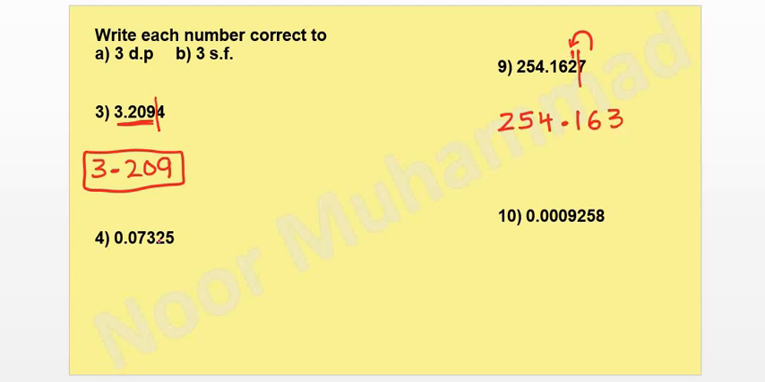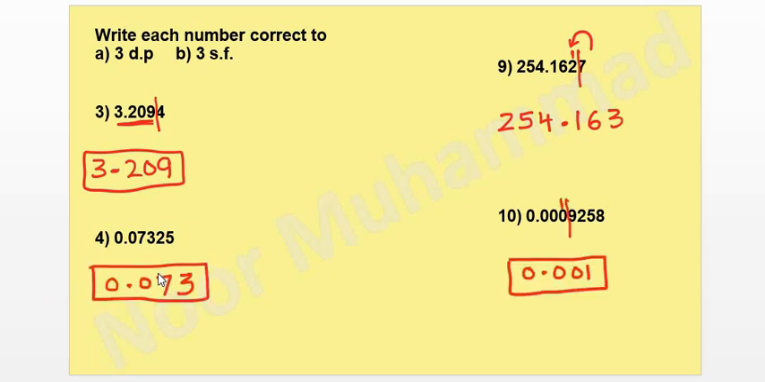Clear? Now solve 4 and 10 on your own and then play the video to check your answers. So here are the answers for question number 4 and 10. In question number 4, when I drew the line here, it says ignore, so the answer was 0.073, and here it says add 1 more. So this 0, when 1 was added to it, it became 1. Now clearly you can see from all the answers that we have only 3 decimal places in our answers, not a single extra decimal place. All my answers are having only 3 decimal places.